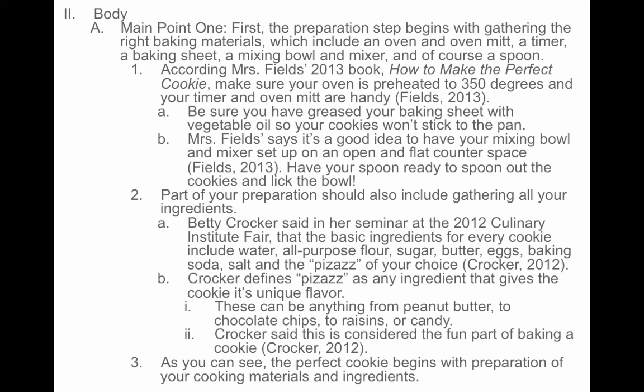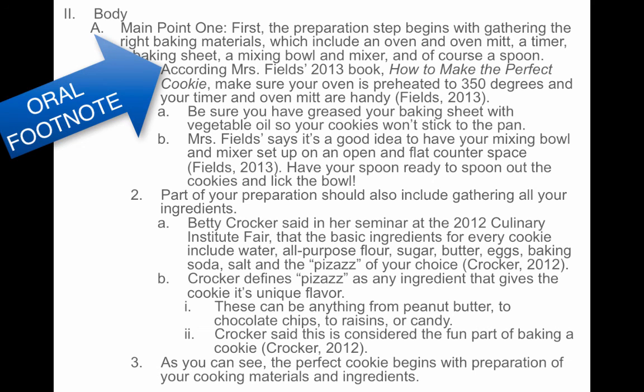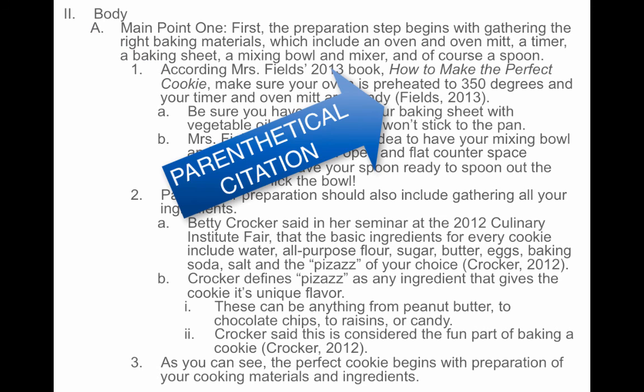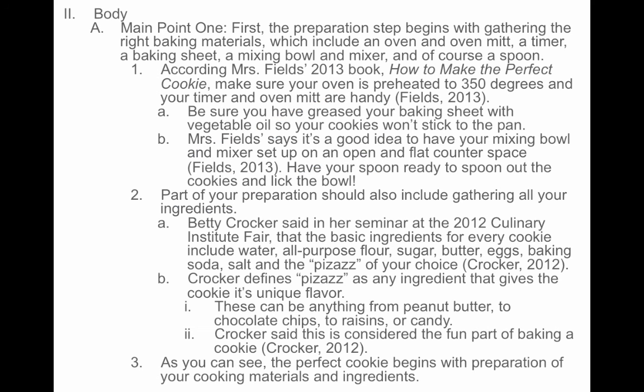I want to go back and show you guys how you would put the oral footnotes and the parenthetical citations in your outline. If you take a look at my sample first main point, I have two sources here. My first source is this Mrs. Fields 2013 book, How to Make the Perfect Cookie, and you can see that I've stated both the name of the source and the year here in my oral footnote. I also have my parenthetical citation in parentheses where I have Fields, the last name of the author, as well as the year. Take a minute and count how many oral footnotes you see in this outline.